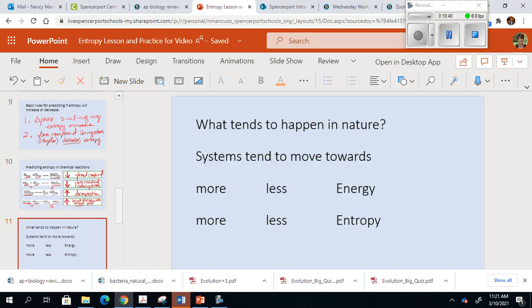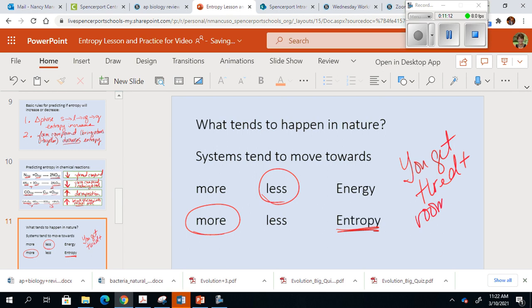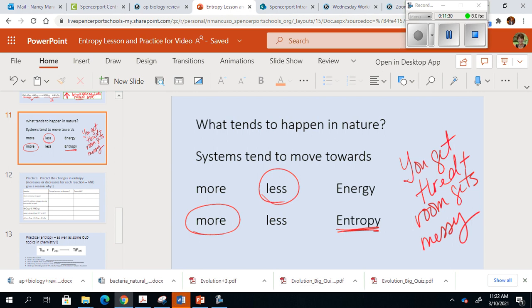All right, so what tends to happen in nature? I always tell people, think of what's happening to your room. How messy is your room? Rooms tend to get more messy. So entropy over time tends to increase. And then think about yourself. By the end of the day, do you have more energy or less energy? Systems tend to go towards having less energy. So by the end of the day, you get tired and your room gets messy. Funny to think of it in terms of you, but it works the exact same way with most systems in nature. Things don't tend to get organized, they tend to get disorganized. Things don't tend to get more energy, they tend to lose energy.